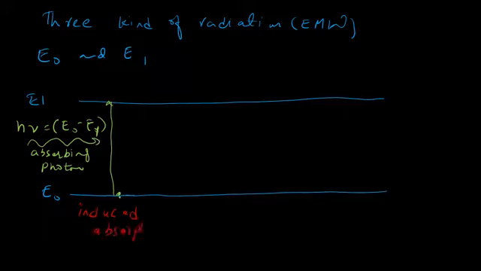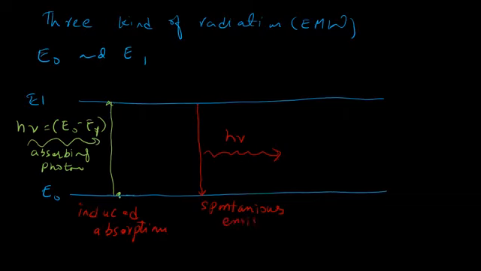It is called induced absorption. So the second kind of radiation will be when the atom is already in the excited state, it will come down to its lower energy state by emitting a photon of energy h mu. So this process is called spontaneous emission.